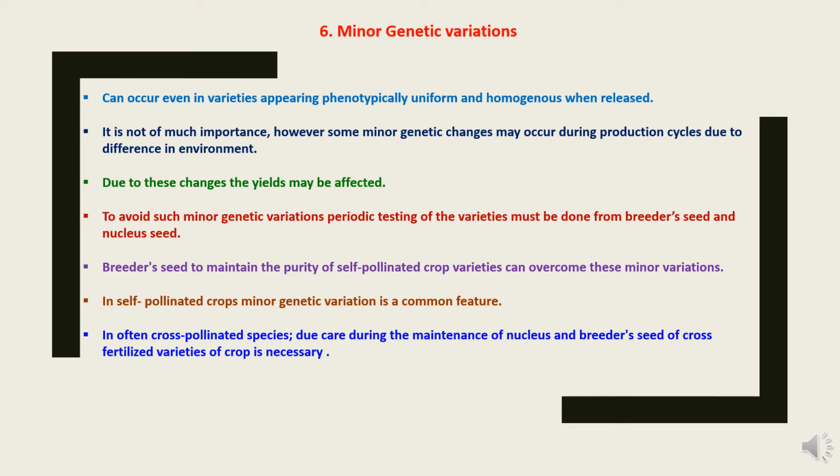The yield trials of lines propagated from plants of breeder seed to maintain the purity of self-pollinated crop varieties can overcome these minor variations. In self-pollinated crops, minor genetic variation is a common feature. In often cross-pollinated species, due care during the maintenance of nucleus and breeder seed of cross-pollinated varieties of crop is necessary. Therefore, care should be taken during maintenance of nucleus and breeder seed.